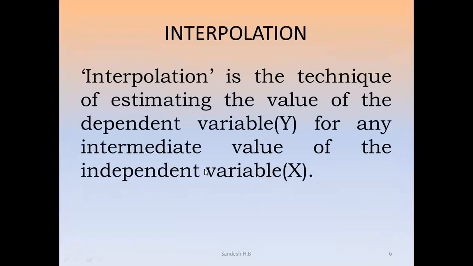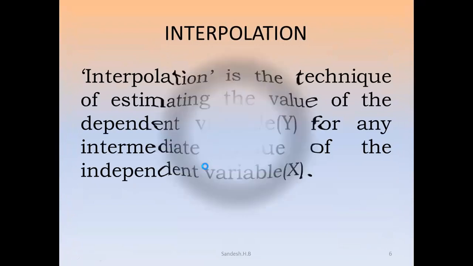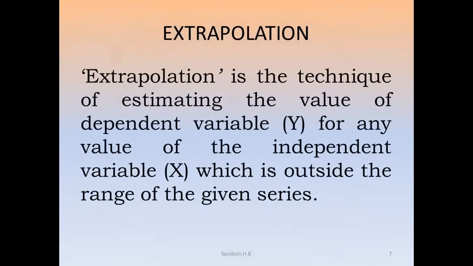Definition of interpolation: Interpolation is the technique of estimating the value of a dependent variable, y, for any intermediate value of the independent variable, x. In the same way, the definition of extrapolation: Extrapolation is the technique of estimating the value of a dependent variable y for any value of the independent variable x, which is outside the range of the given series. In interpolation, it is inside the range; in extrapolation, it is outside the range of the given series.